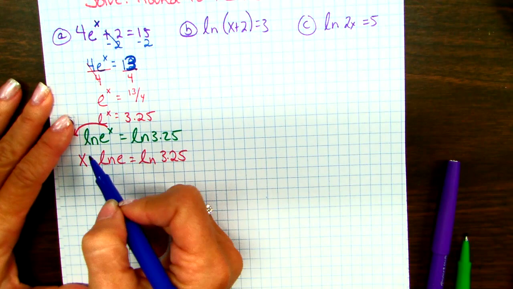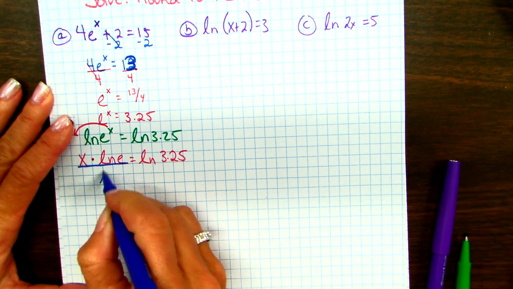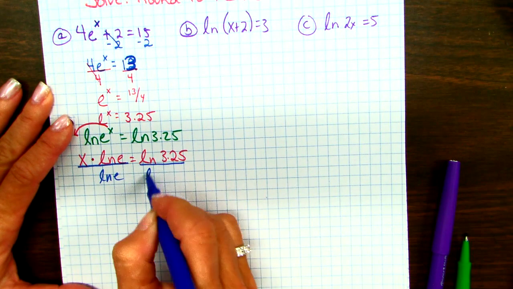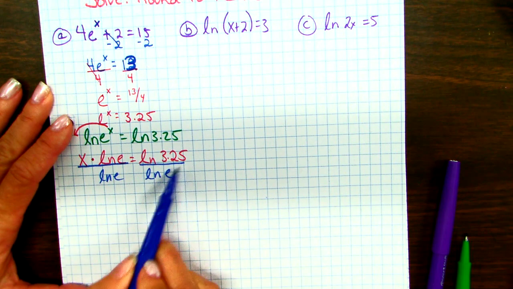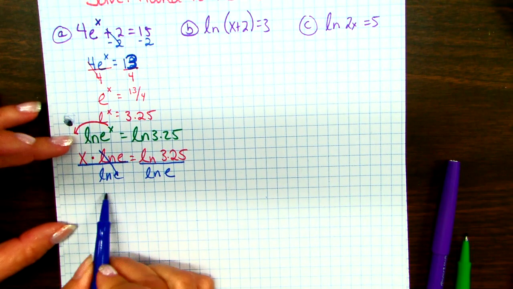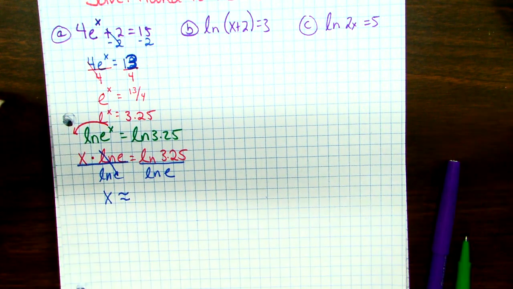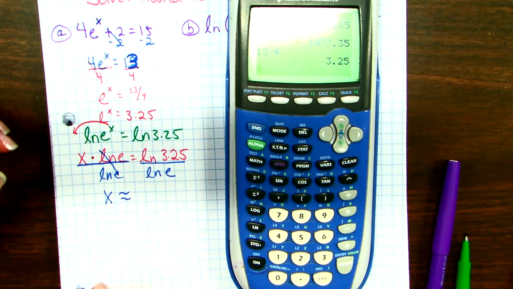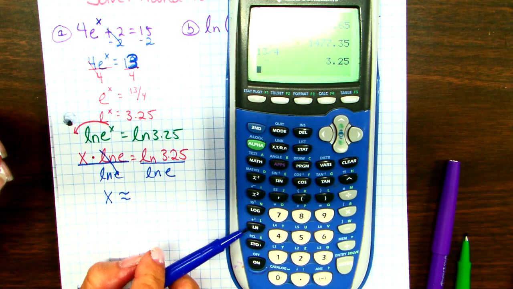A lot of people are going to forget that, and they're going to go ahead and divide both sides by natural log e, which is totally fine. You're basically just dividing by 1, which is not going to change your answer. Okay? So your natural log button is right below your log button.